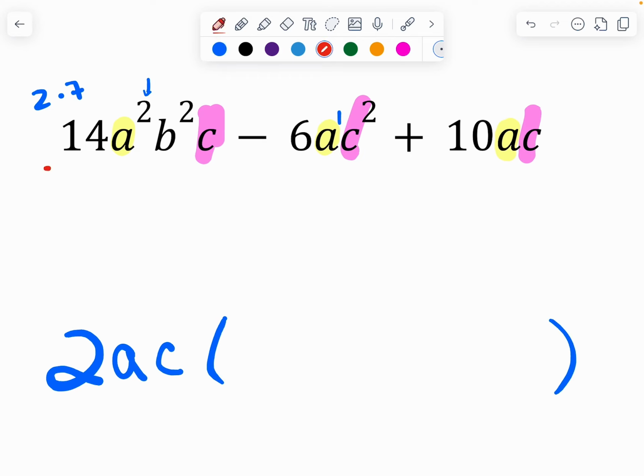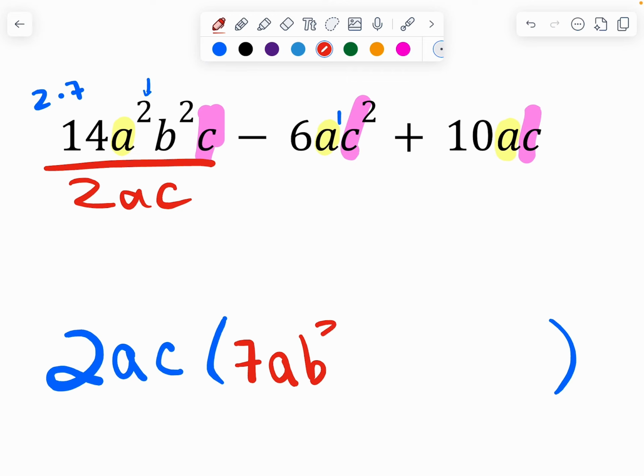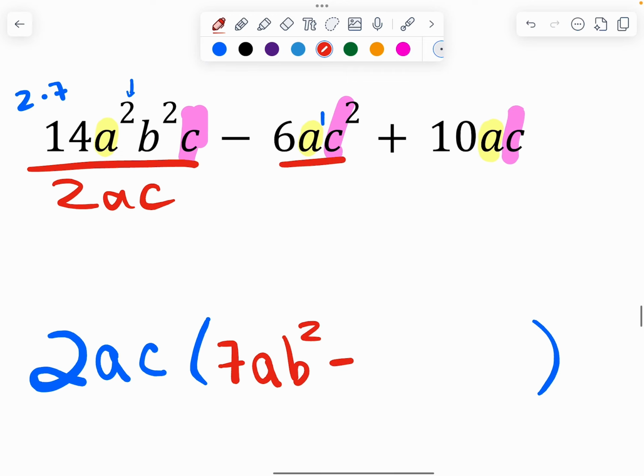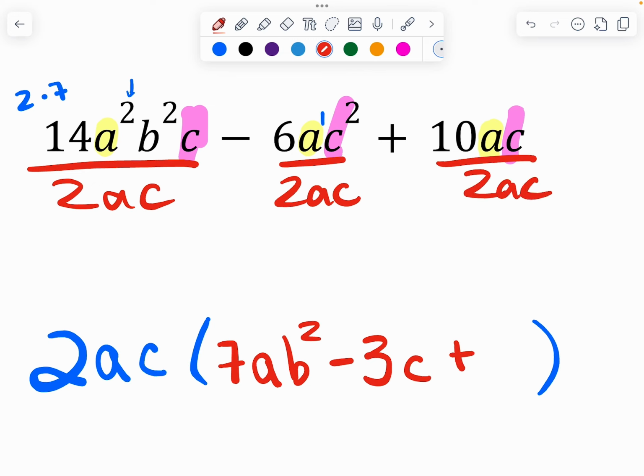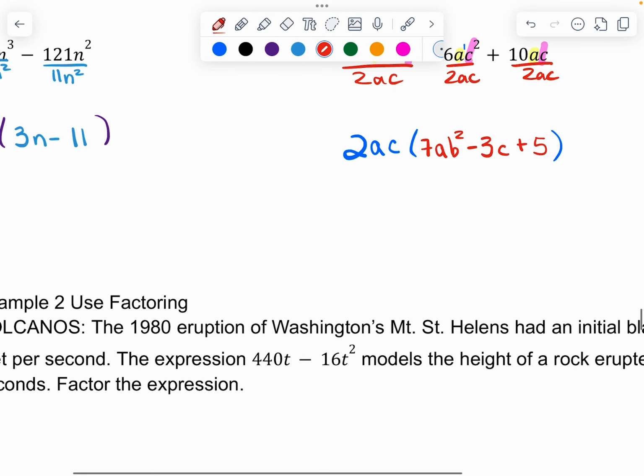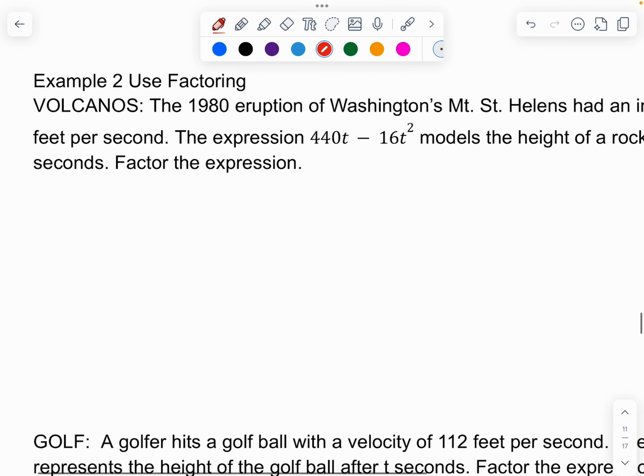So I'm going to divide this by 2AC. 14 divided by 2 is going to get me 7. A squared divided by A is going to get me A. B squared stays where it is. C divided by C, there's nothing left. Minus, divide this by 2AC. I get 3, the A's cancel out, and I have 1 C left over. Divide this by 2AC, and I just have a 5 left. Now, do you have to write that dividing underneath? No.